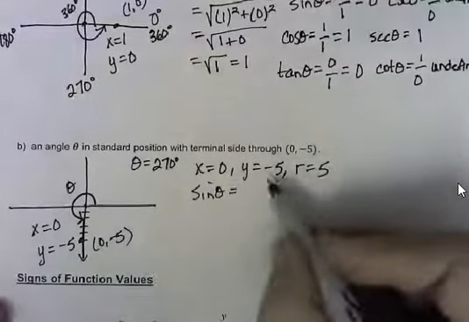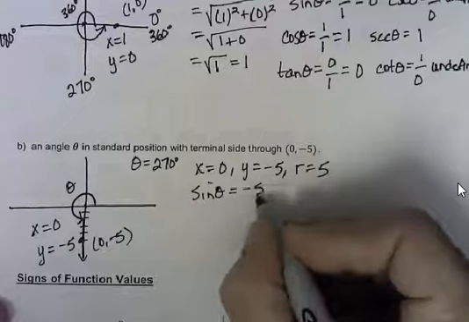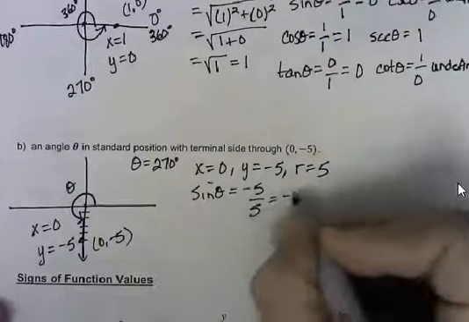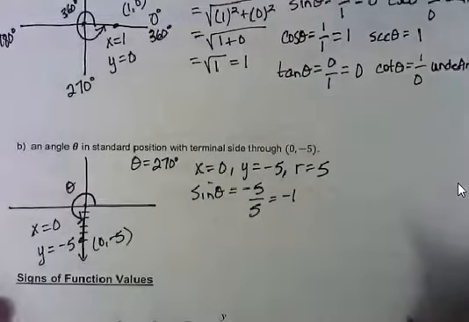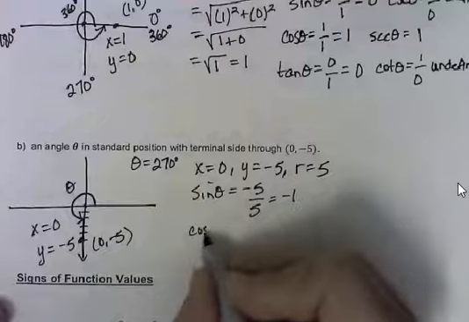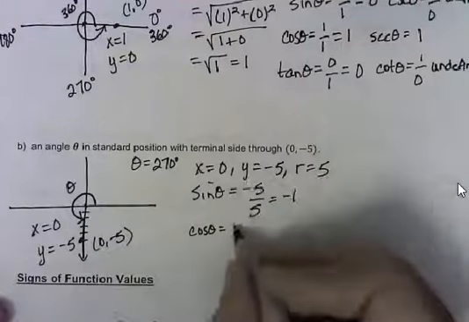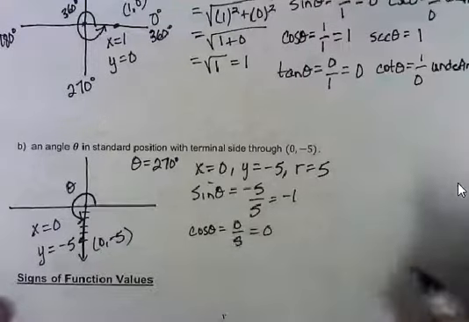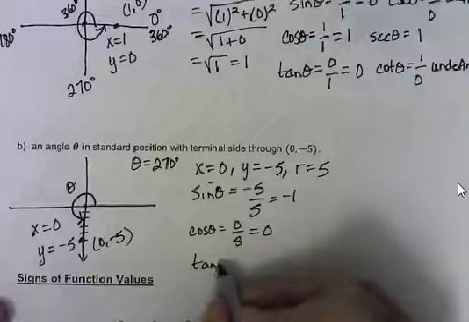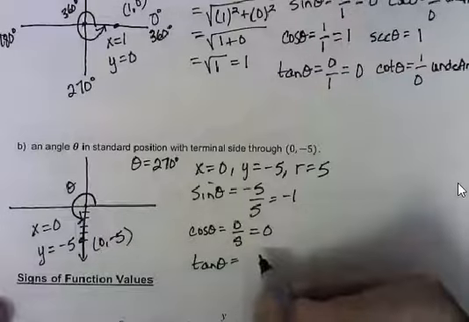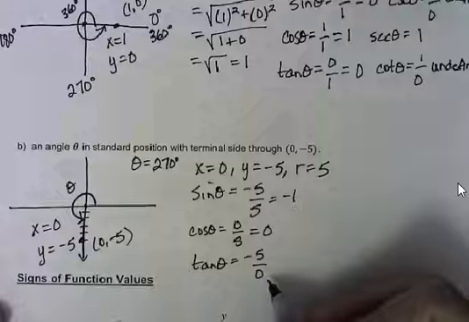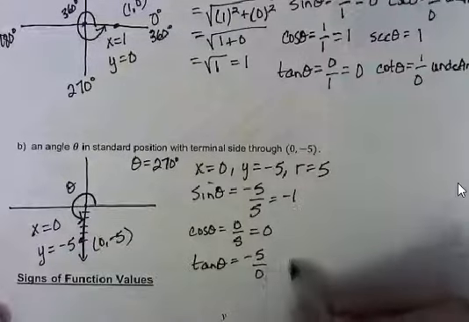So for sine of theta, that's y over r. -5 over 5 simplifies to -1. For cosine of theta, we'd have 0 over 5, which simplifies to 0. And for tangent of theta, we'd have y over x. We get -5 over 0. Since we're trying to divide by 0 there, this would be undefined.